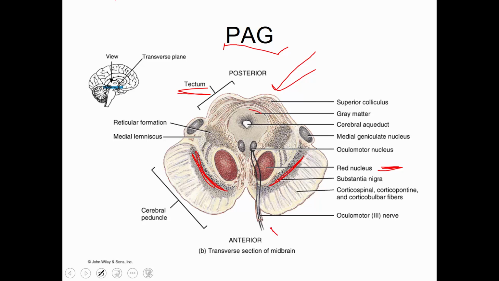But then this area, the periaqueductal gray matter, is the gray matter around the aqueduct. This is an interesting area. When you stimulate it, people feel analgesia. They feel touch and all this other stuff, but they don't feel pain. And if you do binding studies for opioid receptors, there's a bunch of opioid receptors in this area. So it's called the brain's analgesia center.